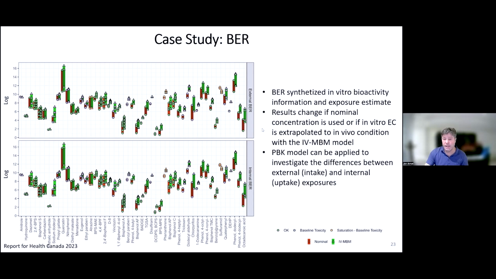And we can also look then at calculating a BER internal. So here we're comparing blood concentrations rather than intake rate of exposures. So this is looking at directly in the body, extrapolating from in vitro bioassays to blood, and then comparing those with exposure estimates of blood concentrations using the Protex HT model.